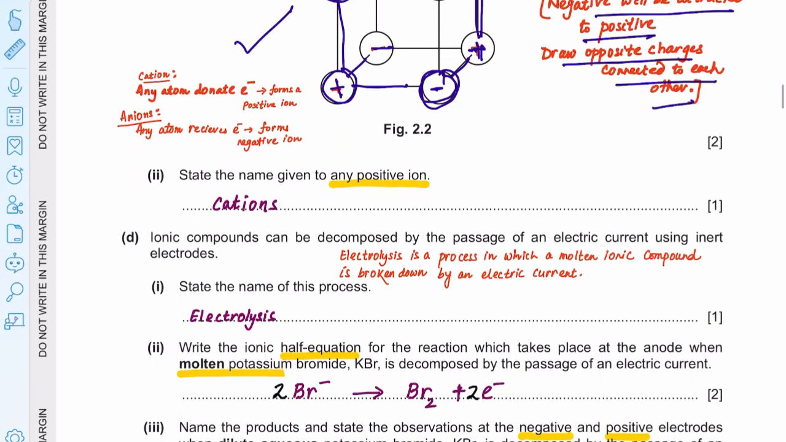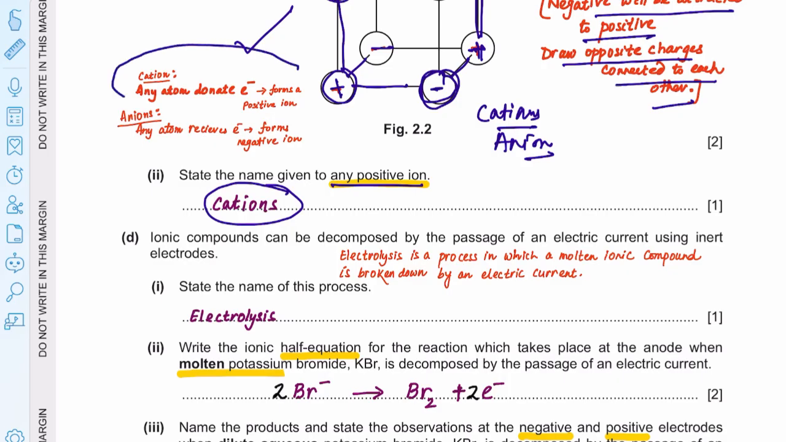Next question is given: state the name of given to any positive ion. So that name should be cations. Basically we have two names, one is cations and one is anions. What is cations? Any atom that donates electrons to form a positive ion is known as a cation. Any atom that receives electrons to form a negative ion is known as an anion.